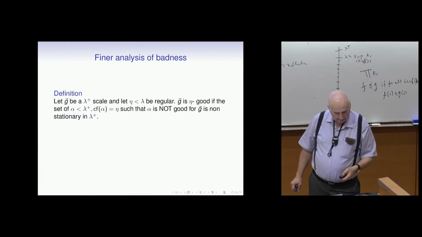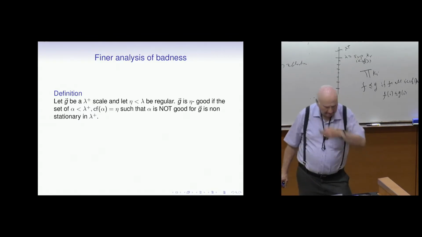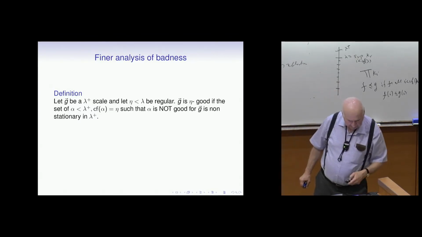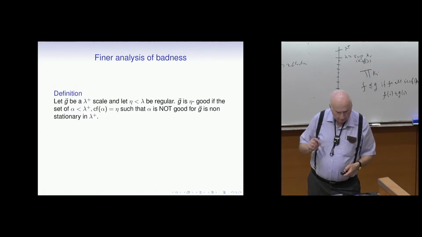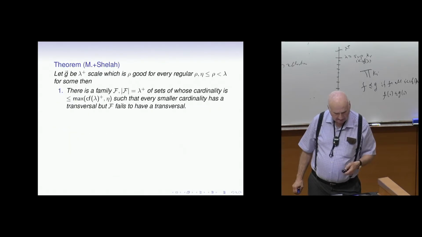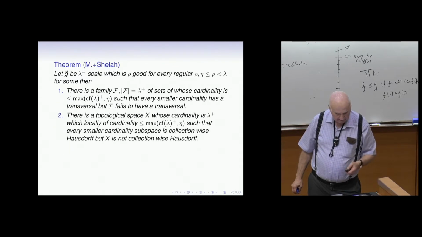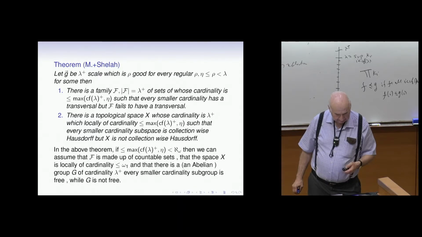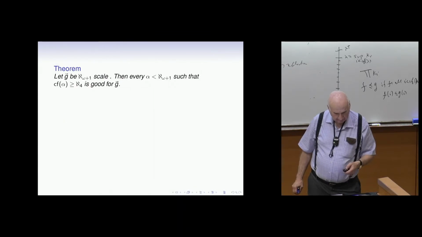Okay, so now, actually you could do a finer analysis of this, talking about what is the cofinality of the points which are not good, if you have a scale which is not good. I'll skip that.